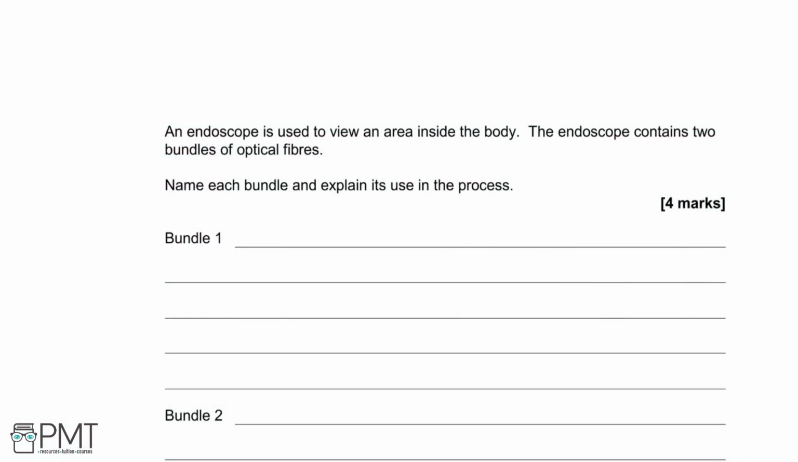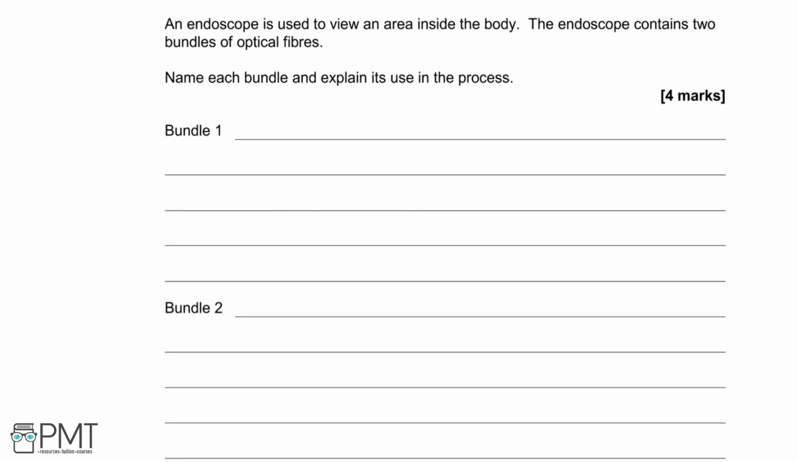An endoscope is used to view an area inside the body. The endoscope contains two bundles of optical fibers. Name each bundle and explain its use in the process. So the two types of bundle are called the coherent bundle and the non-coherent bundle.